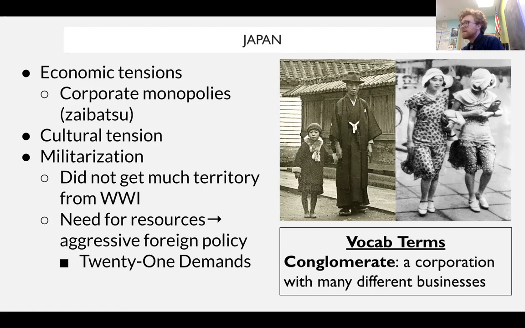We don't really see a strong left wing in Japan. And as a result, we are going to see Japan be more susceptible to right-wing ideologies, but we'll talk about that more when we talk about the rise of authoritarianism in Japan. So these zaibatsu are going to have an almost economic stranglehold over the Japanese economy.